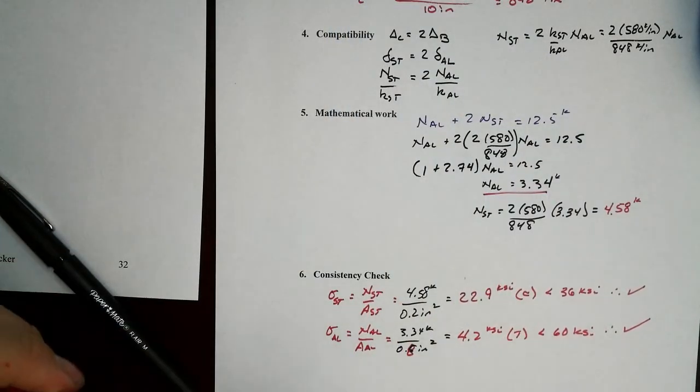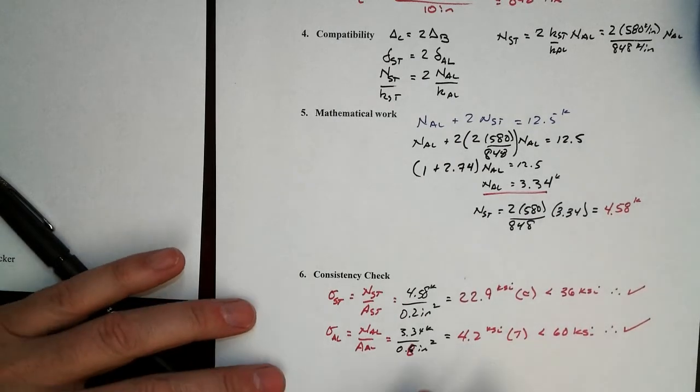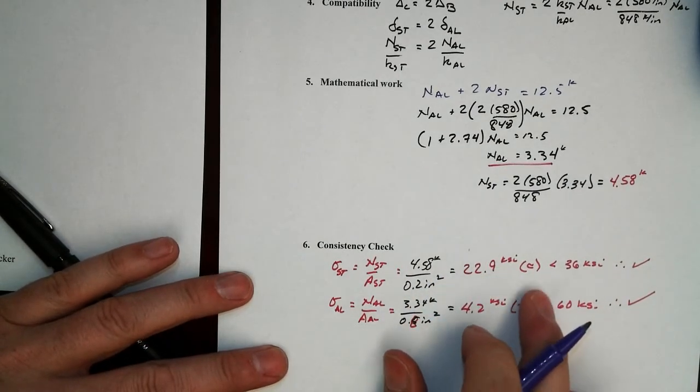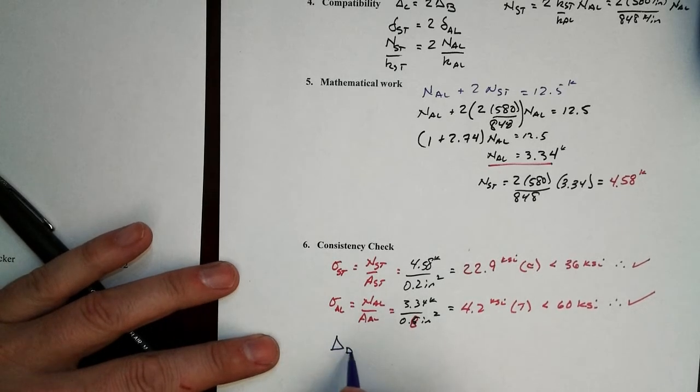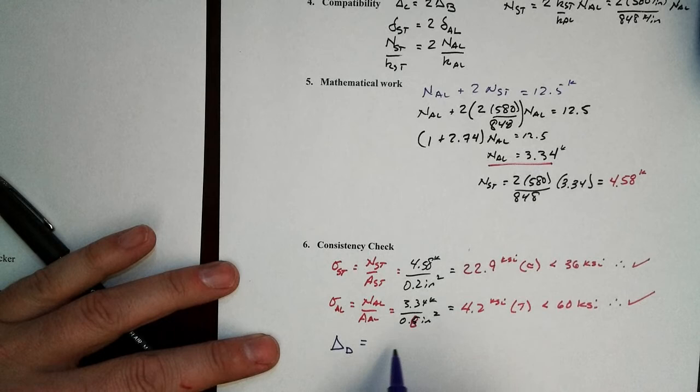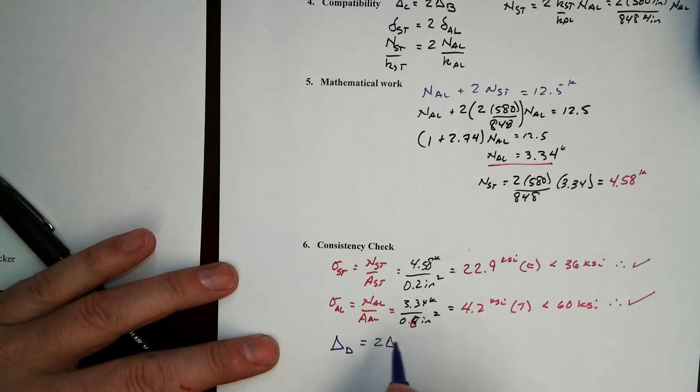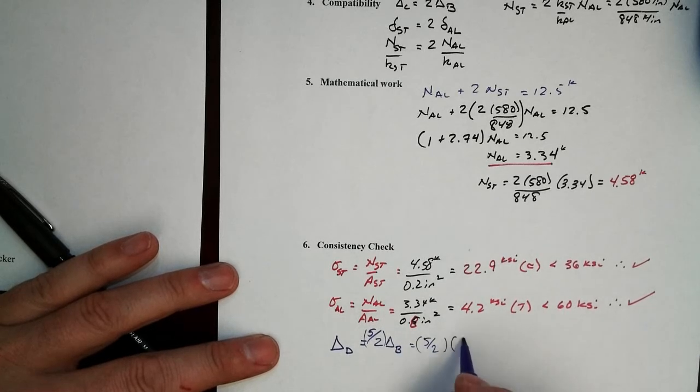Now we were asked to find also the displacement out at the tip. We haven't done that. Now if we're not elastic, then none of this model is correct and we have to do something else. That's something that will be explored in the next example. All right, let's get delta D. That's equal to 2 times delta, well, sorry, no, it's not either. It's equal to 5 divided by 2 times delta B, and delta B is equal to the delta of the aluminum, and the delta of the aluminum is equal to N of the aluminum over the stiffness of the aluminum.